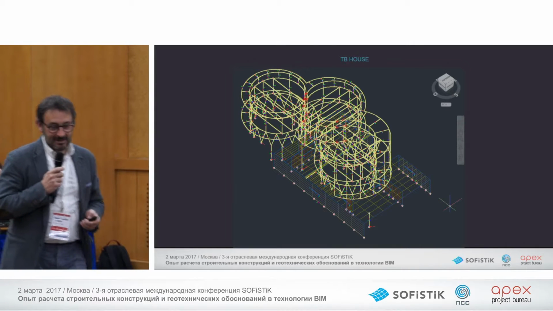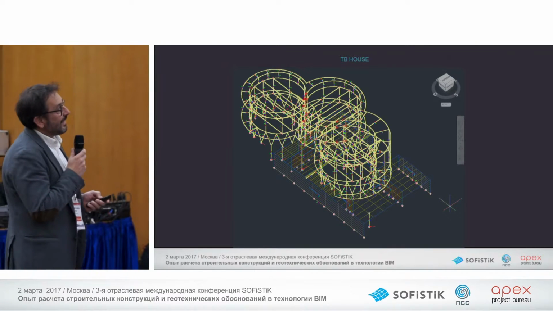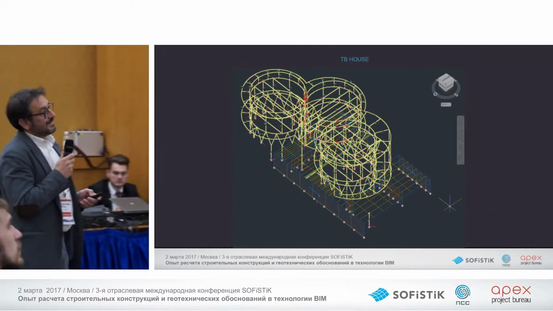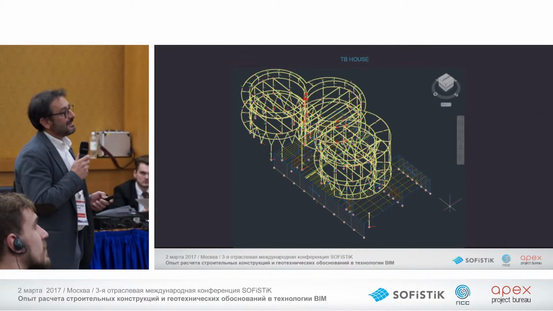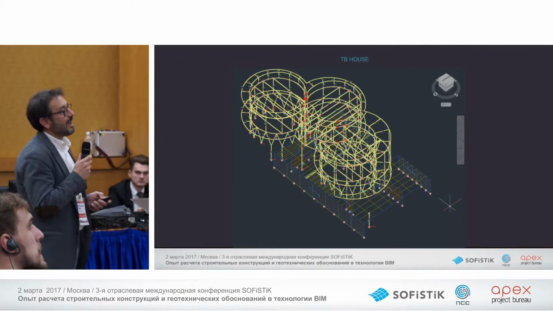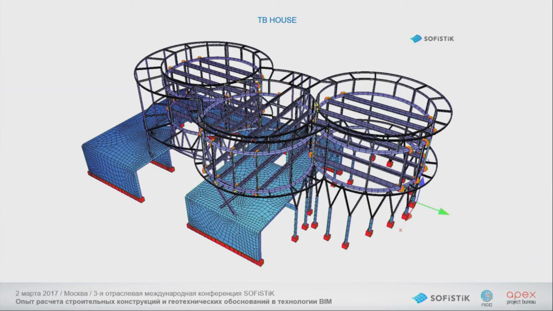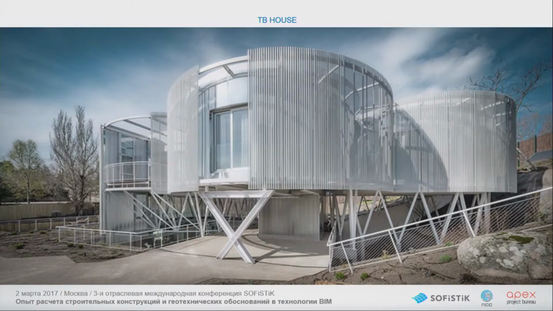Structures of buildings like this amazing house near Madrid, a TV house. This is a SOFiSTiK model. This is a strange house for one family. This is the final image of the house.